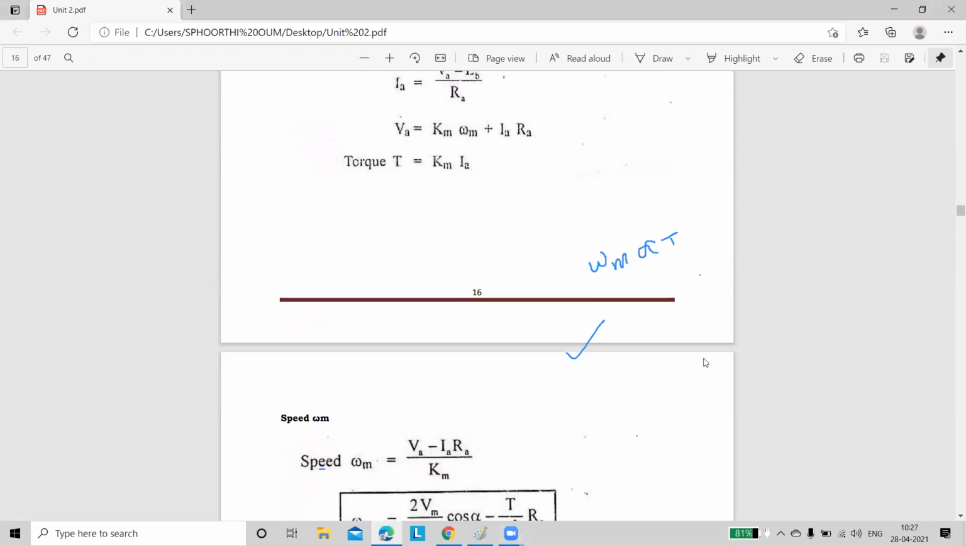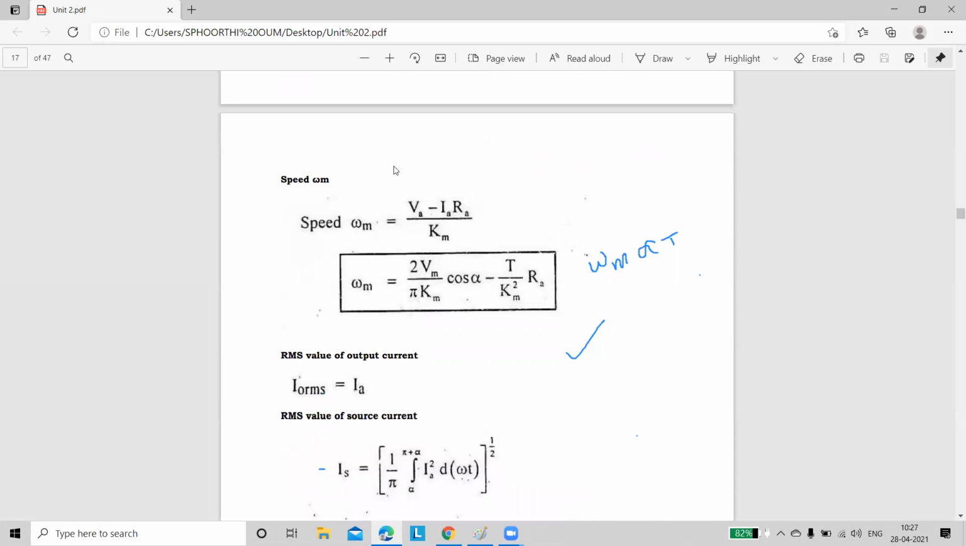Okay, right. So just think it once. Torque is equal to Km into Ia, right? Km is constant. I think so for any motor, armature current is always positive. Is it right? Yes, ma'am. Exactly. So torque is always positive. Do you accept with me? Yes, ma'am. Right, exactly. So one thing is clear: torque is always positive.